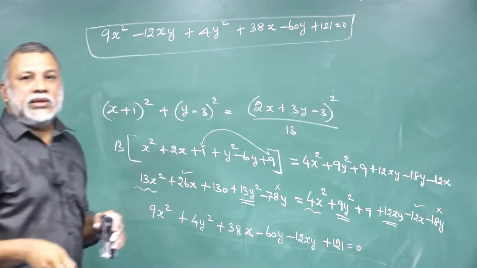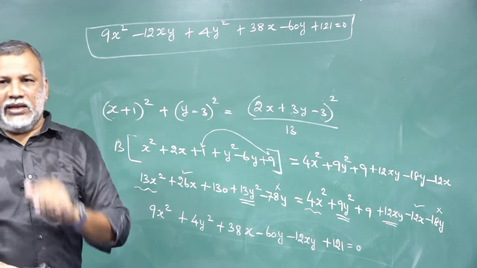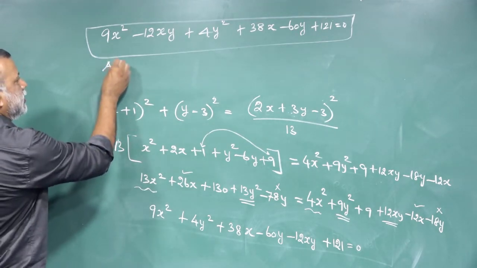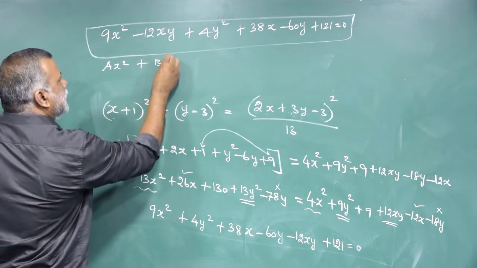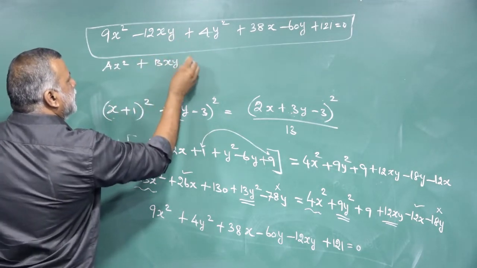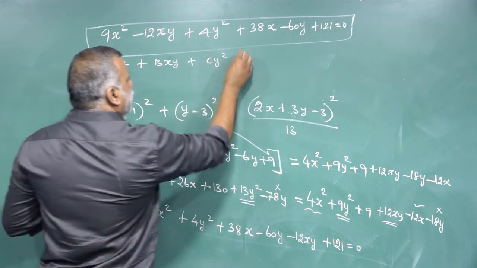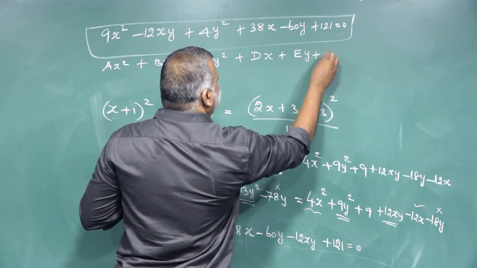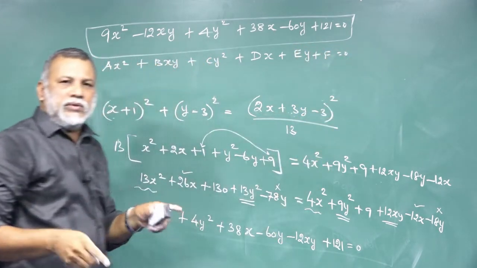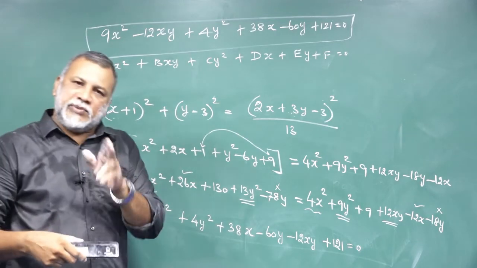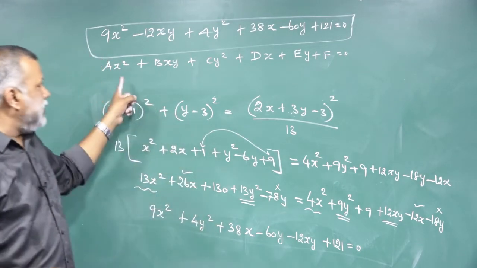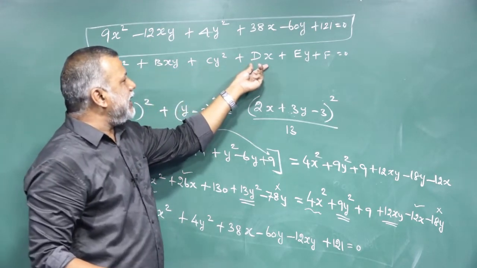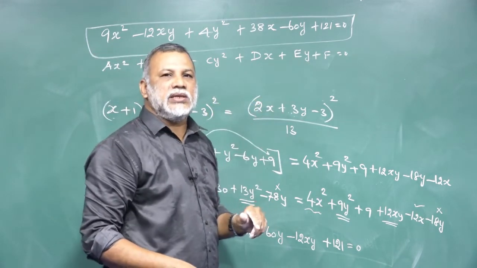On the theoretical concept I am explaining, you are getting a general second degree equation. See this ax squared, so it is comparing with ax squared plus bxy plus cy squared plus dx plus ey plus f. So when you are working out the theoretical concept, we are explaining already, you are getting an equation of this formation: ax squared, bxy, cy squared, dx, ey plus f equal to 0.